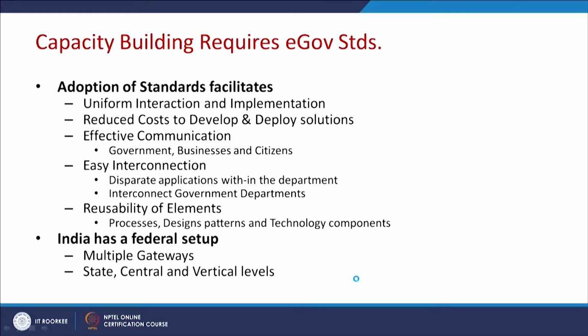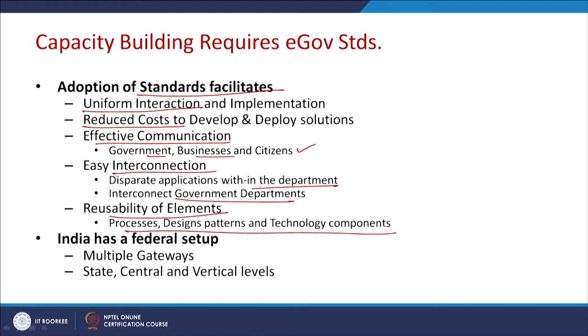So, you need to have robust capacity building for e-governance. Just see the keywords: the standards of the facilities, uniform interactions, then reduced cost, effective communication with government, businesses and citizens, easy interconnection between government departments and other departments, and reusability of the elements, the process, design pattern, and technology component.